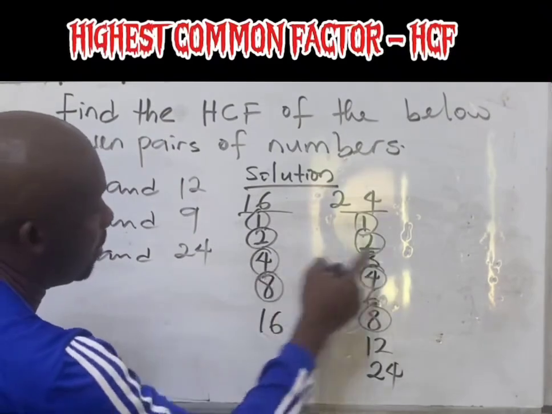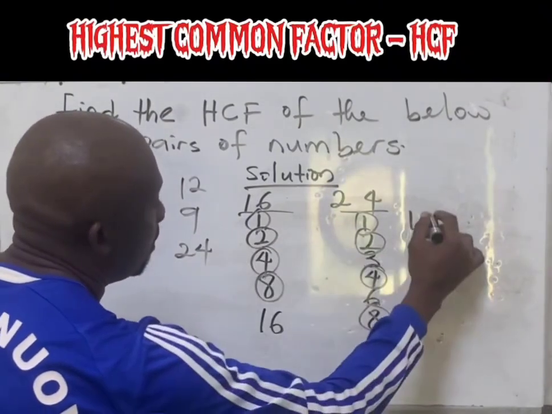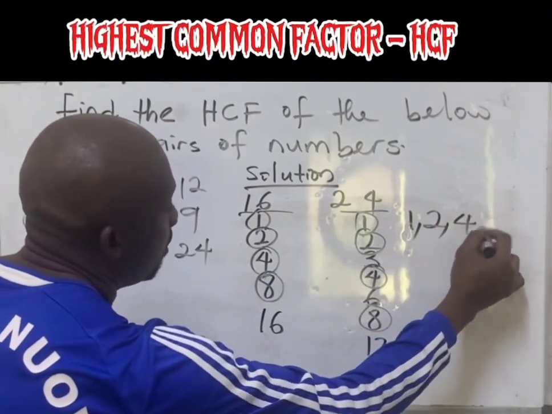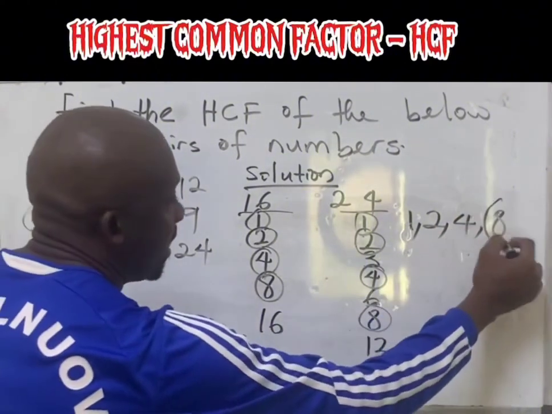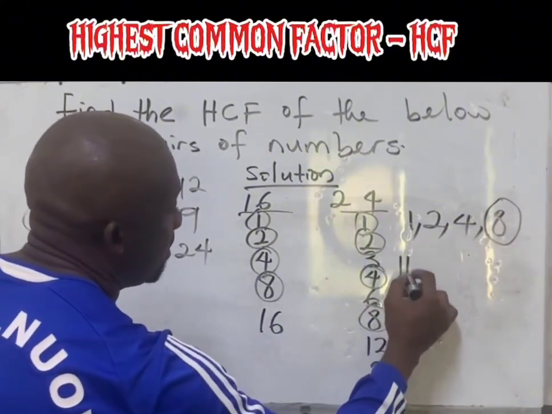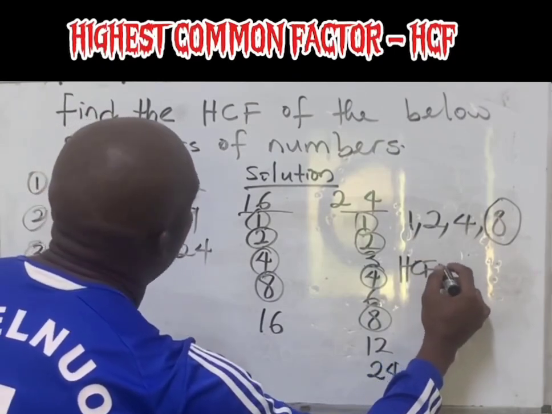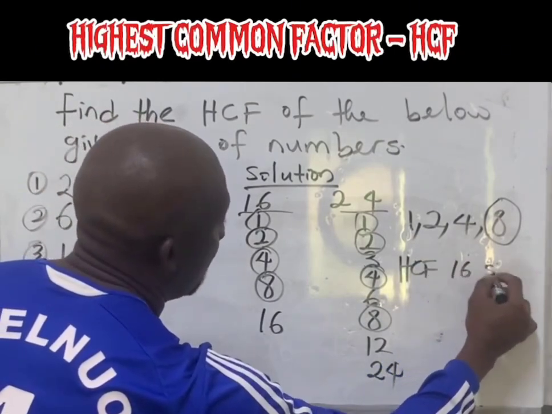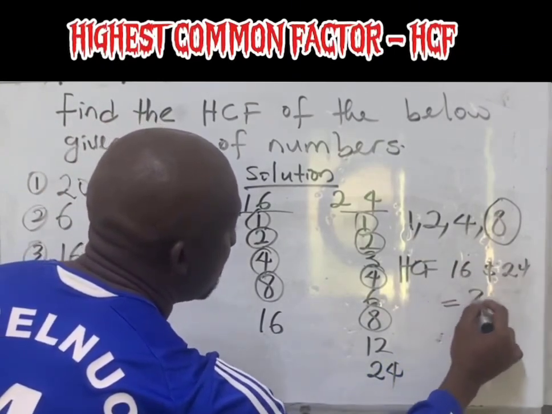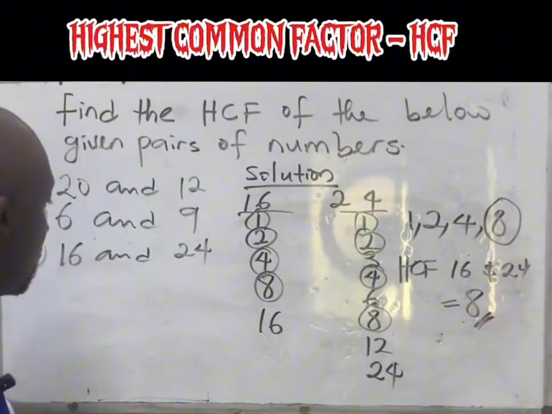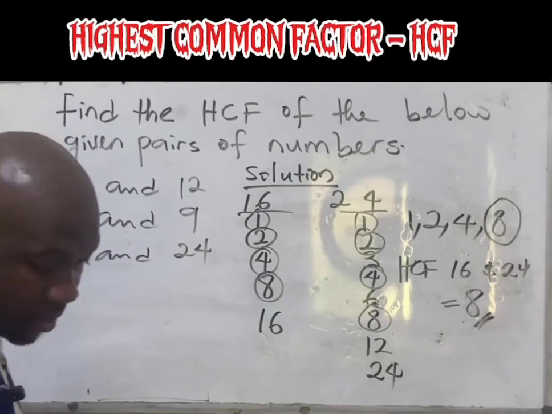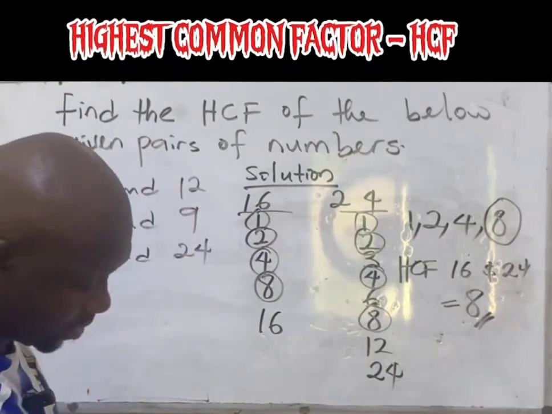So we'll write out the numbers that are common. 1 is common. 2 is common. 4 is common. And 8 is common. For us to get the highest common factor, we take the highest number from these factors. So the HCF for 16 and 24 is equal to 8. And this is our final answer.